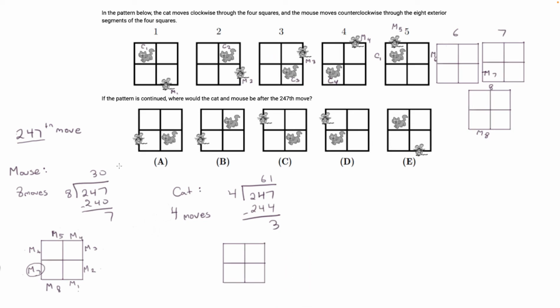So if we draw the box again, we have the C1 is in this square, C2, C3, C4, and we had a remainder of 3 moves. So if we move 3 spaces from C1, we have 1, 2, 3. So the ending position is at C3. And then the question is asking for the position of the mouse and cat. So if we combine these two, we get that the mouse is at this edge, right here, and the cat is in this square. So if we look at the answer choices, choice A fits the criteria, so A is our answer.